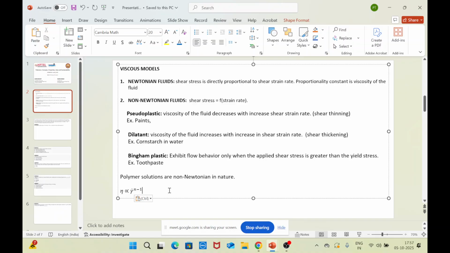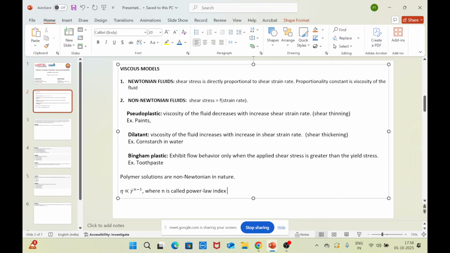Gamma represents shear strain, and since this strain varies as a function of time, we usually represent that with a dot on top of the variable. This is a standard notation to express something that varies as a function of time. So the whole power n minus 1, where n is called the power law index. This typically differentiates whether your fluid is going to be pseudoplastic or dilatant.